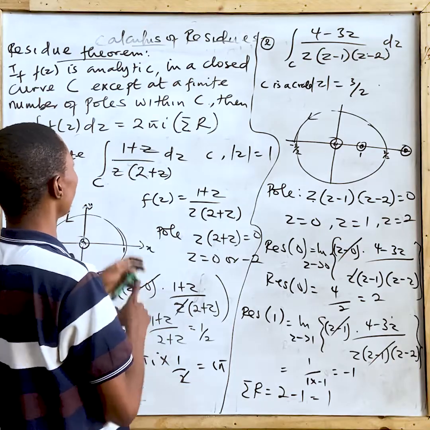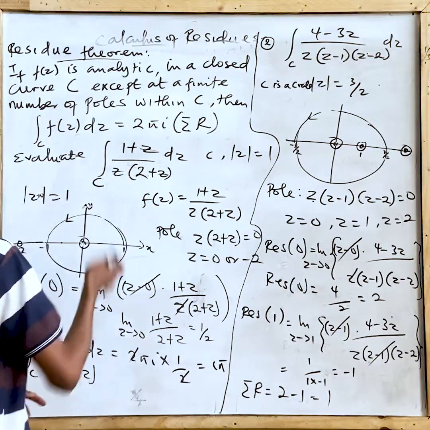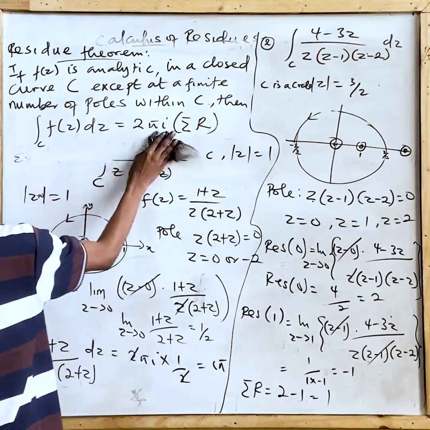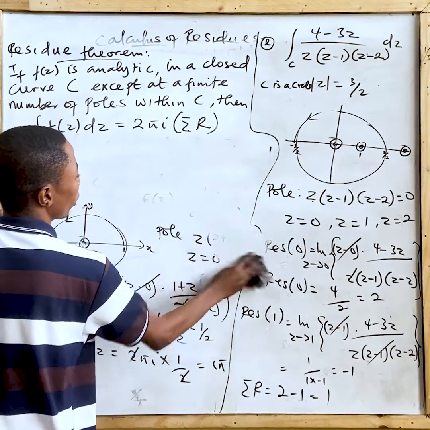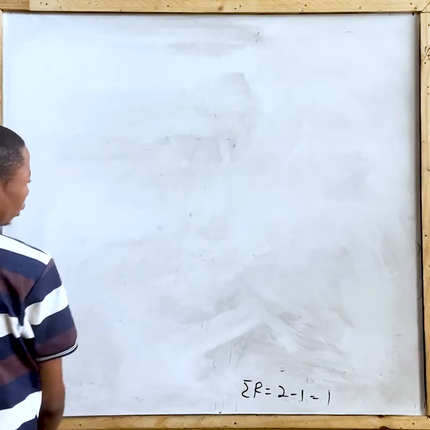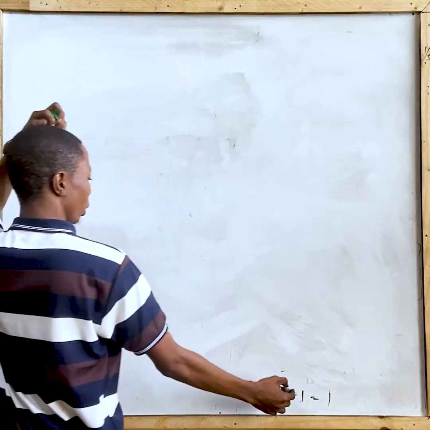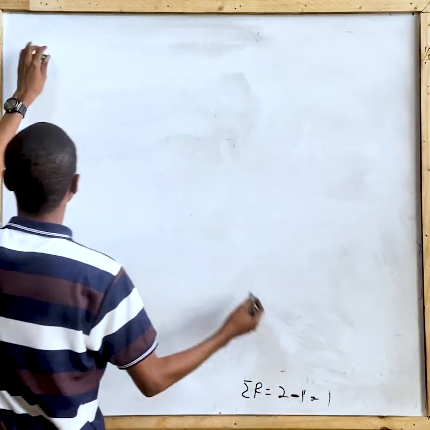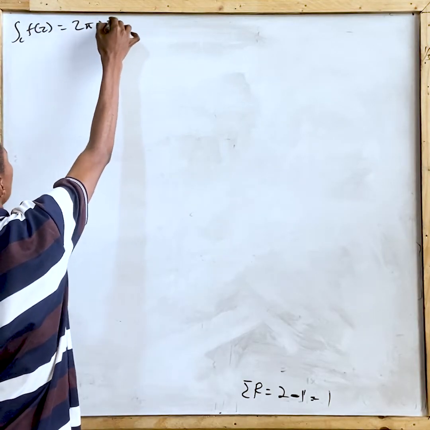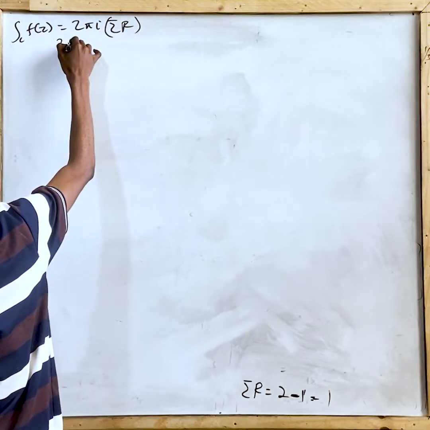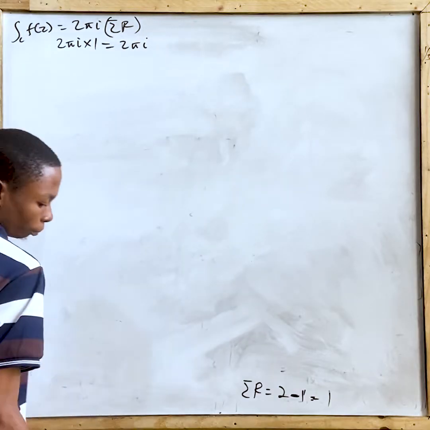So the integral will be equal to what? 2 pi i times summation R. The sum of residue is 2 minus 1, 1. So the integral of f of z is equal to 2 pi i summation R. That's 2 pi i times 1. That's 2 pi i. Simple.